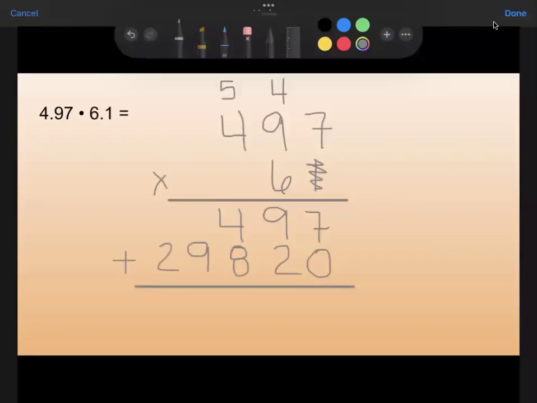Okay, now I just have to add those all up. This would be 7, another 7. 4 plus 8 is 12, so that's 2 there and 1 here. 1 plus 9 is 10, so 0 and 1, and then a 3.